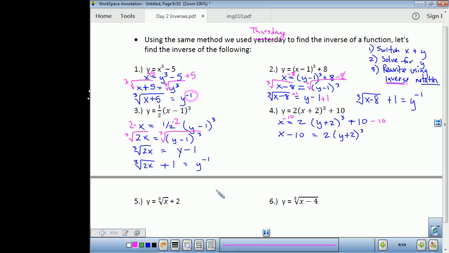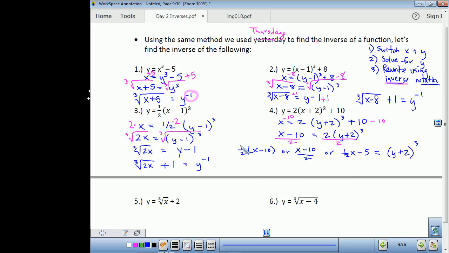Okay, so we can either divide by 2 or multiply by the reciprocal, multiply by 1/2. So if we divide by 2, it could look like this. If we multiply by 1/2, it could look like this. Either way. Or we could leave it 1/2 x minus 5. Look at all those acceptable right answers. All of these are the same, aren't they?